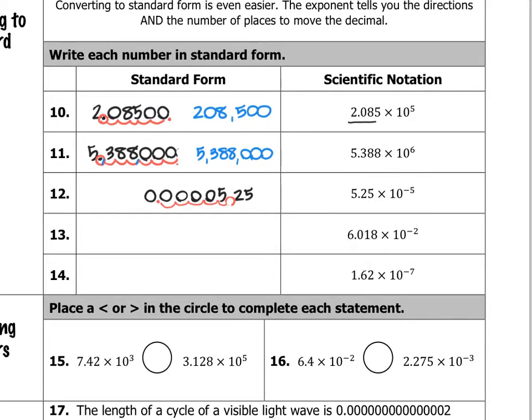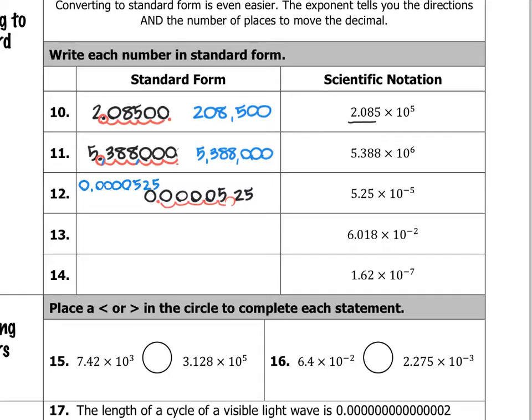So now this is going to be the number 0.0000525. So the number in blue is my answer, 0.0000525. Okay, a couple more here.